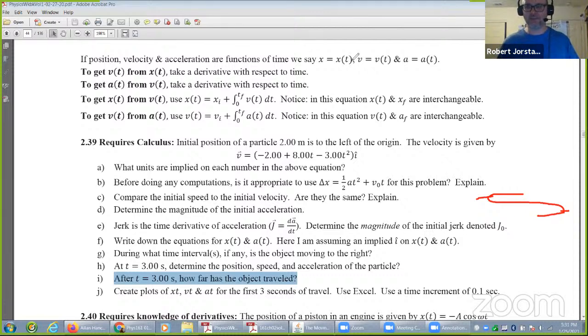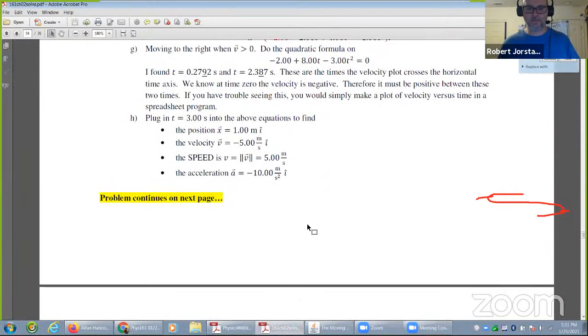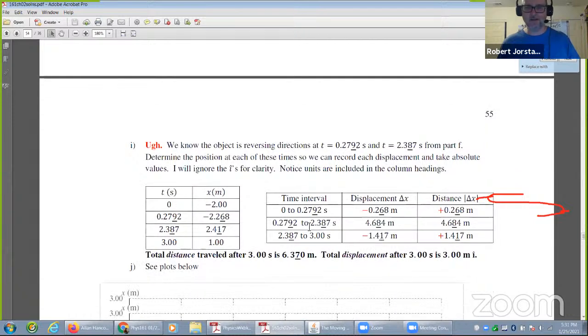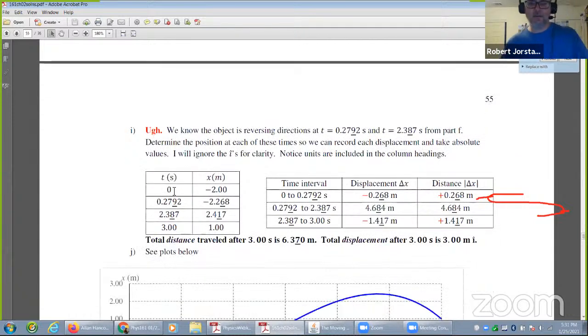Let me show you in the solutions. It'll make more sense if I just show you. The idea is this. It starts out at this position. Sorry, I screwed up in italics right there. That's my bad. Okay. So it starts out, and then for the first 0.28 seconds, it moves to the left. Then from this time to this time, it ends up moving to the right. And then finally, it ends up moving back to the left.